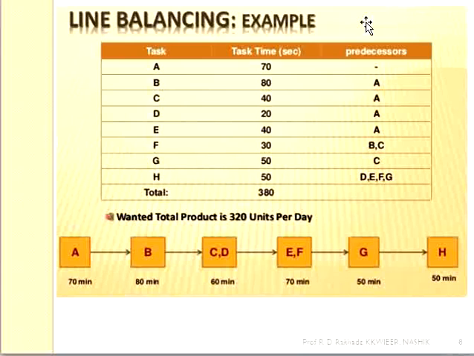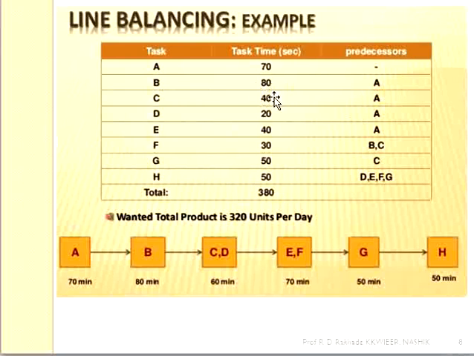Suppose we have a number of tasks from A to H, with their respective times in seconds, such as A 70. Then preceders are given, meaning B, C, D, E cannot start before A, like that. Then the wanted total product is 320 units per day, that is the demand of the customer.